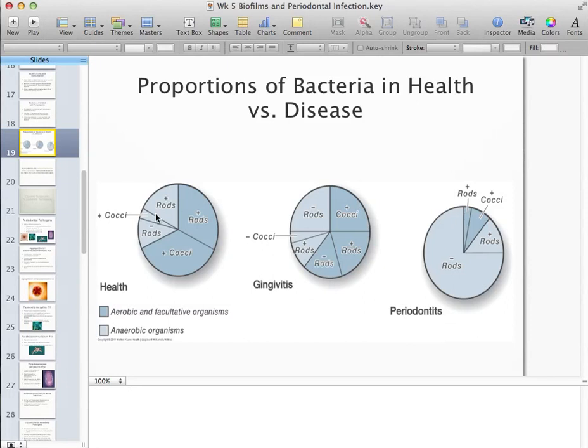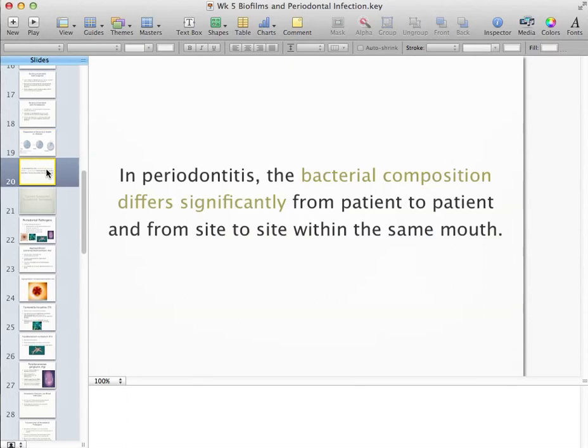So in gingivitis, you have almost half anaerobic and almost half aerobic bacteria. And then in periodontitis, you have mostly anaerobic, which makes sense. Most of the bacteria is deep in the pockets. In periodontitis, the bacterial composition differs significantly from patient to patient. So the types of bacteria in the mouth can differ, but we know in periodontitis, either way, it has more bad bacteria than in a healthy mouth.